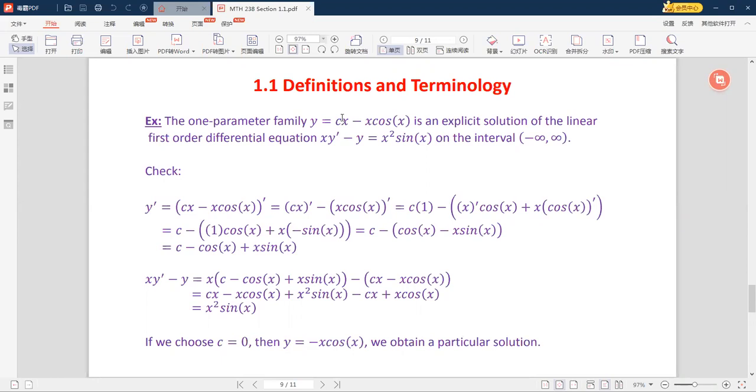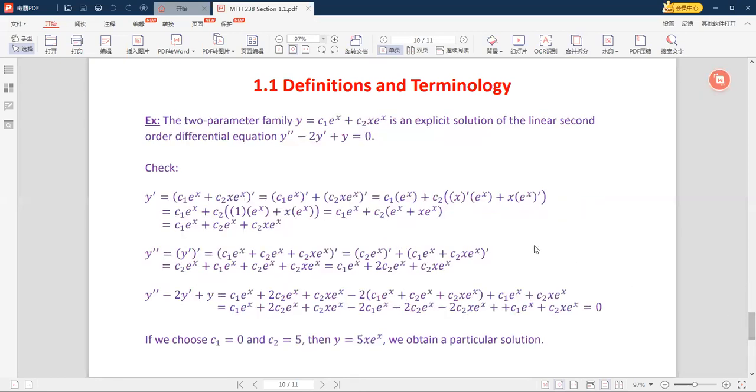If you choose another value for C, for example C equal to 1, then you get y equal to x minus x cosine x. That's another particular solution. Any time you choose a specific value for C, you get one solution. We call it the particular solution. All right. Any questions about this example? So the particular solution is just one solution from the general solution. I have no question. Let's continue to another example.